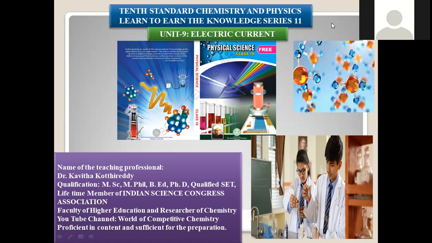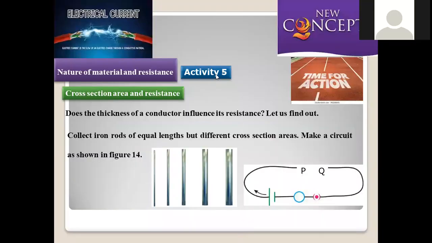Now we entered into series 11. Let us discuss about these topics in detail. So activity 5 is going to be performed now, and nature of the material and resistance in this category, cross-sectional area, how it will influence that resistance of the given material, right? So this is performed under the activity number 5. In order to get this, does thickness of the conductor influence the resistance? Let us find out how it will be influence or how it will be related with the resistance of the material.